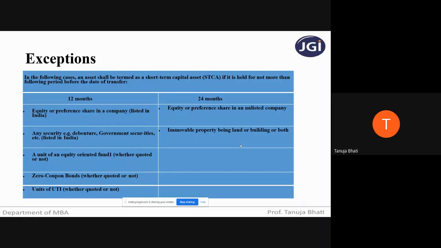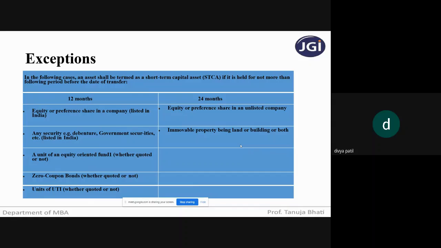Okay, so I'll ask you all a question. Suppose I am holding a particular building for 28 months, and I sell it. After holding for 28 months, I sell that building. So tell me whether I am holding a short-term capital asset or a long-term capital asset.